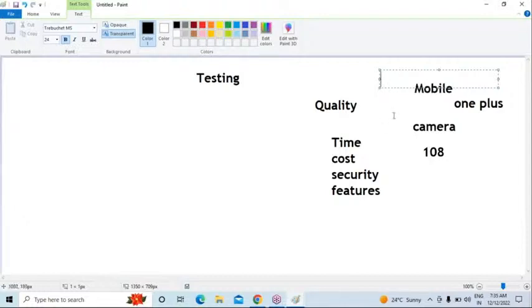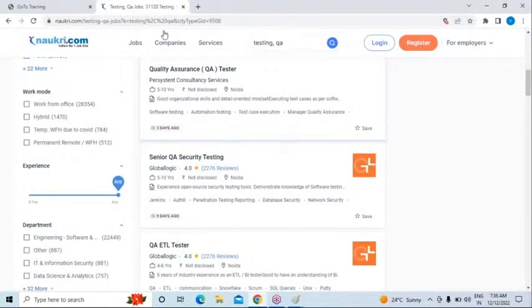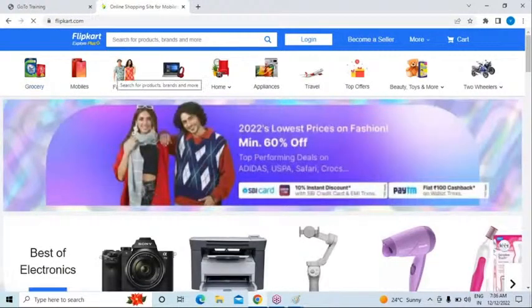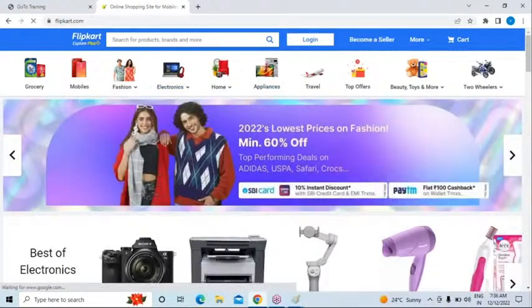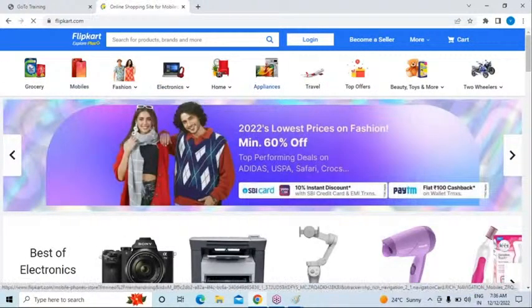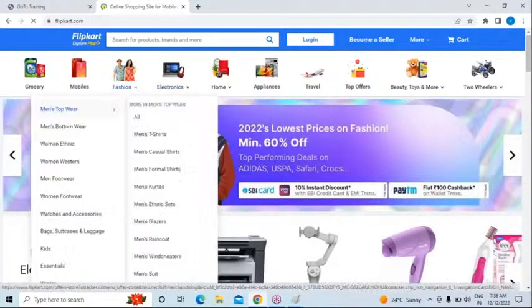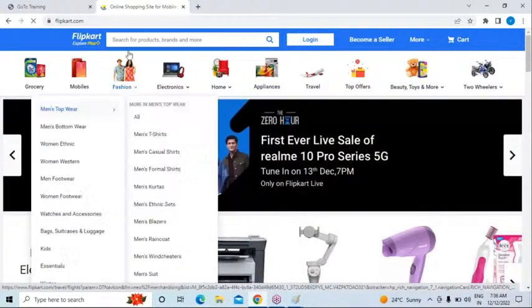So here, quality is nothing but whenever the application or the mobile meets the customer requirements, then we can say it is a quality one. If it is not meeting this, then it is not a quality one. To check the quality of any application, not only mobile, for example Naukri or Flipkart, we have to check whether it is useful for the customer, and whether the customer is able to purchase any product without any discrepancies.